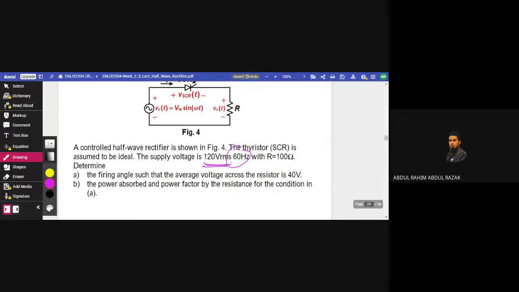But here, sometimes we put in peak, sometimes in RMS, so we have to take note. You just transfer and beware of the indicators of the unit. We have 100 ohm, 120 volt, 60 hertz. Firing angle alpha, we need to find, such that V out is equal to 40 volt. So how much is the firing angle?